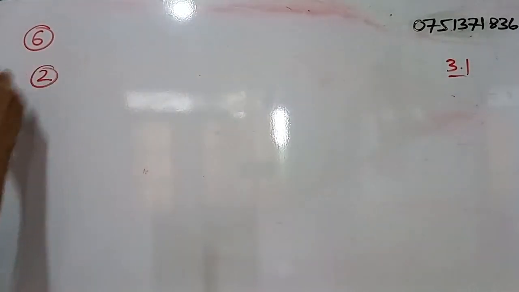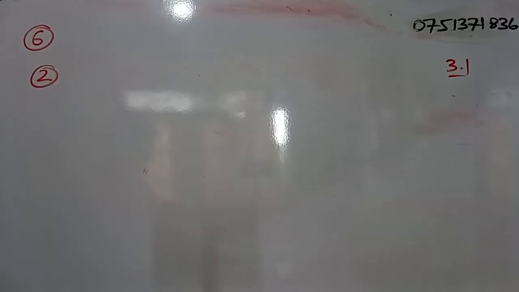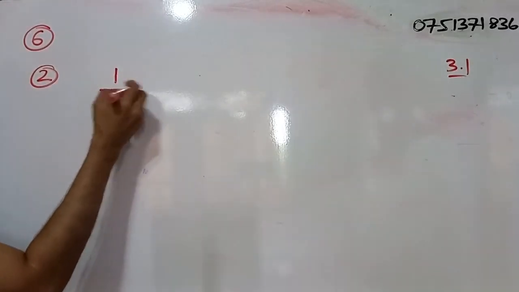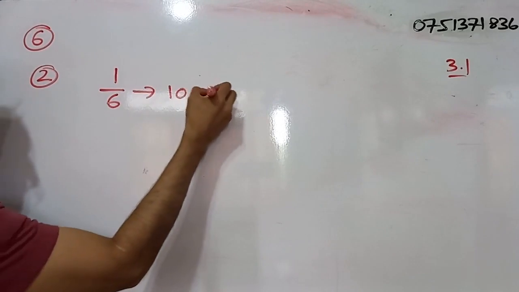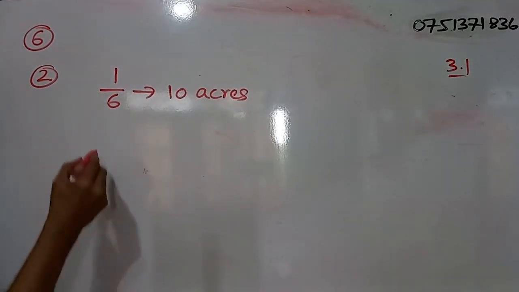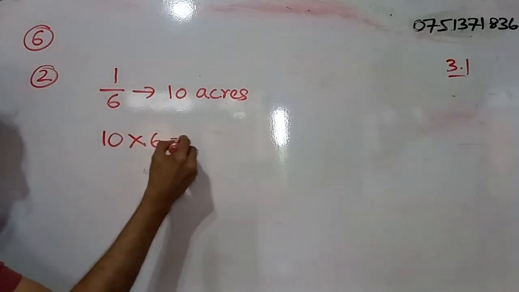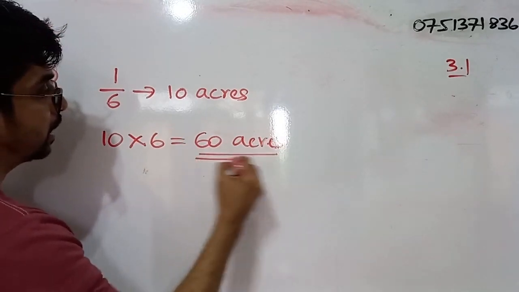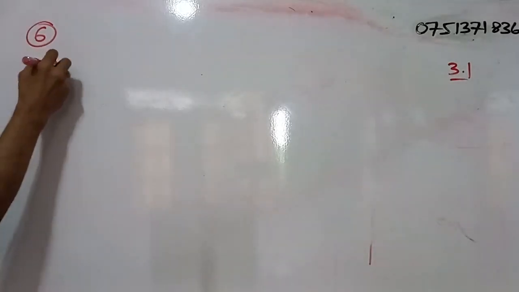Right. Part 2. How many acres is the whole plot of land? So we know 1/6 of it is equal to 10 acres. Right? So what is the whole amount? 10. We have to multiply that by 6. So we get 60 acres. 60 acres of land.